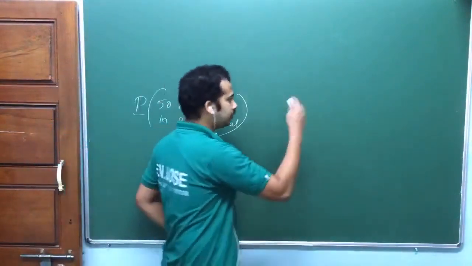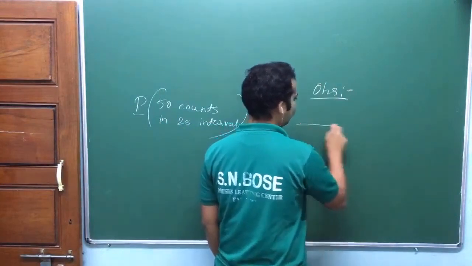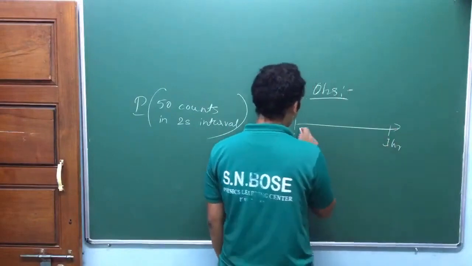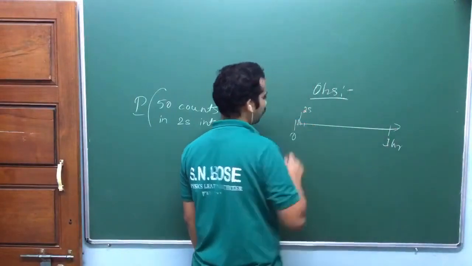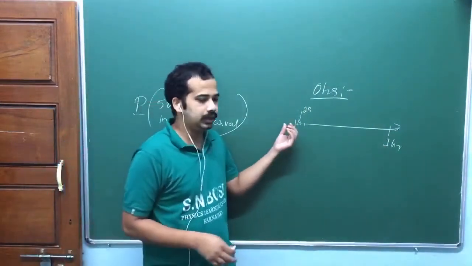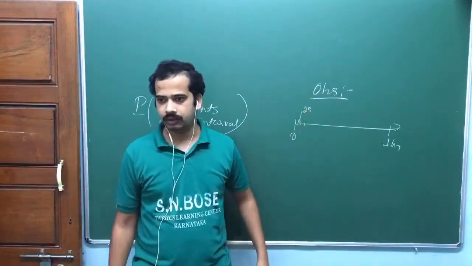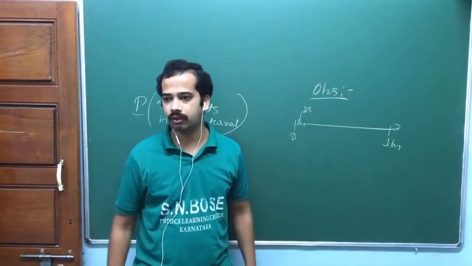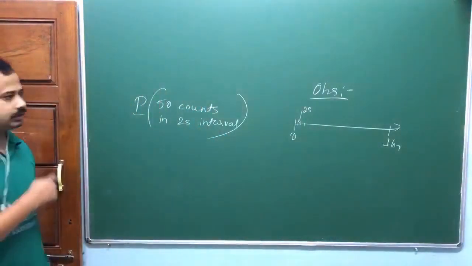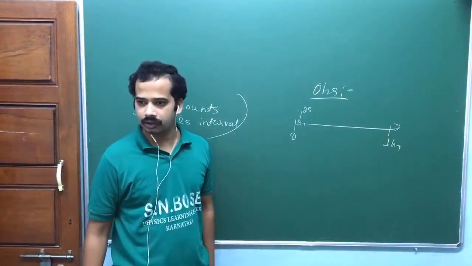Let me take one practical observation. I have 1 hour here, and I'm going to divide it into 2-second intervals and observe. In one 2-second interval you may get 10 counts, in another you may get 22 counts, in another you may get 1 or 2 counts. It's all random here. We are going to apply this distribution whenever there is randomness, am I right?